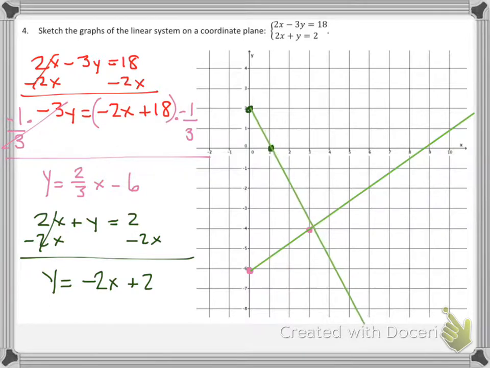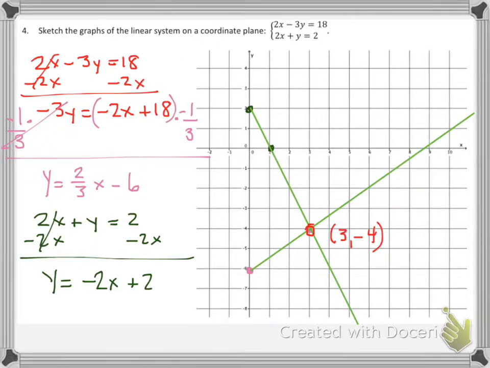So let's see if we can get that one. Oh yeah, it looks like it's going to cross right there. That's good news. I can see that we are crossing at this point right here, and that is the point (3, -4).